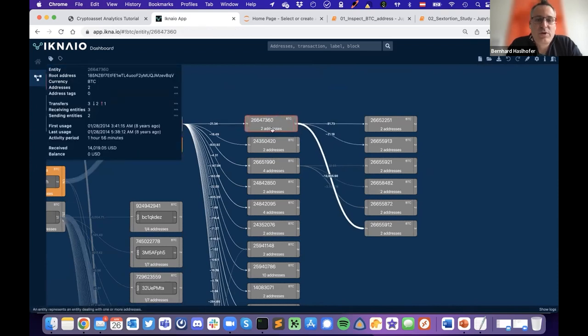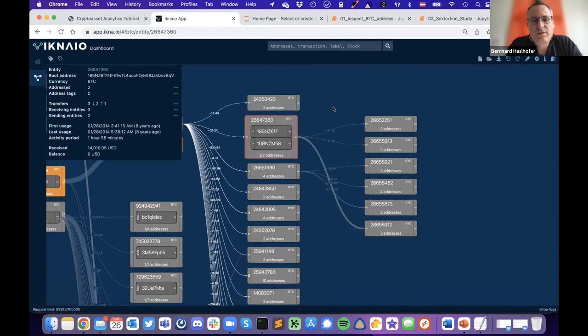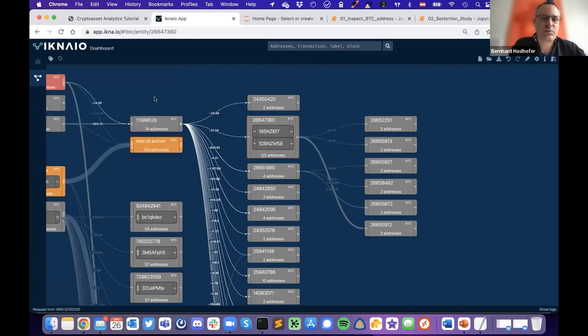But the reason why we integrated these views is because when you analyze relationships between entities, sometimes you're really interested in the specific addresses that were involved, and then you have to go down to the address level again, or even go down to the transaction level again. So this is the reason why GraphSense provides this integrated view.